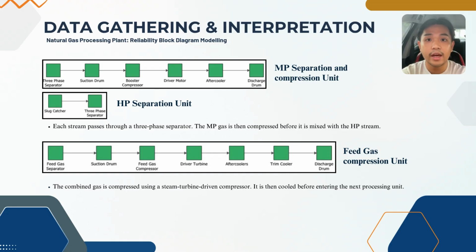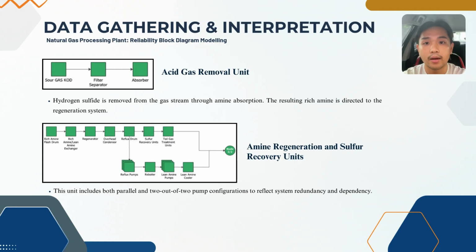Now, I will briefly explain how each major unit is modeled within the RBD. For the MP and HP separation units, both streams go through 3-phase separators. After that, the MP gas is compressed and then mixed with the HP stream. The combined gas then enters the feed gas compression units, where a steam turbine-driven compressor boosts the pressure. The gas is cooled before moving on to acid gas removal. Next, in the acid gas removal unit, hydrogen sulfide is removed from the gas using amine absorption. The resulting rich amine is directed to the regeneration unit.